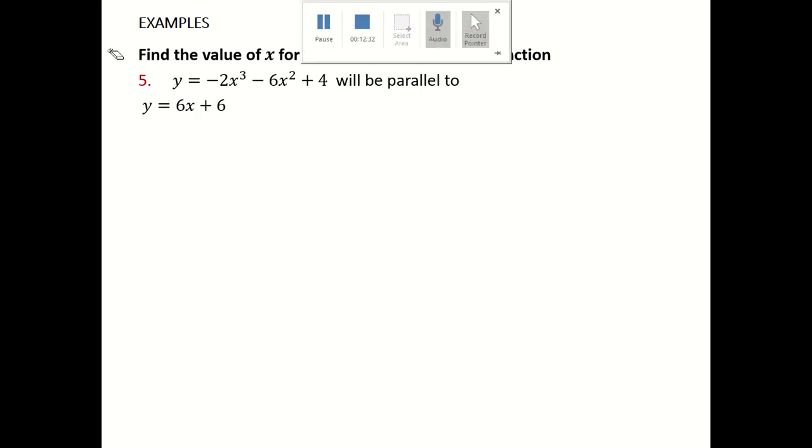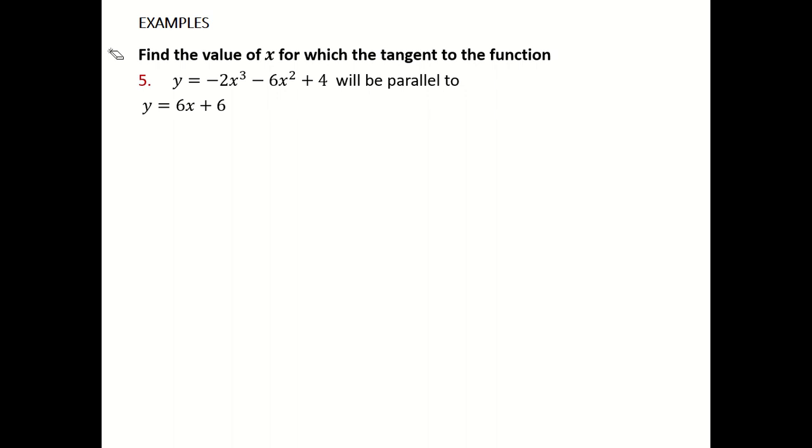Find the value of x for which the tangent to the curve will be parallel to 6x plus 6. So in this case, please note that we are not calculating the gradient. We are simply trying to find the x value that will result in us having that tangent line. Trying to find the coordinates of the point that resulted in us finding the equation of the tangent line as well as finding the gradient.